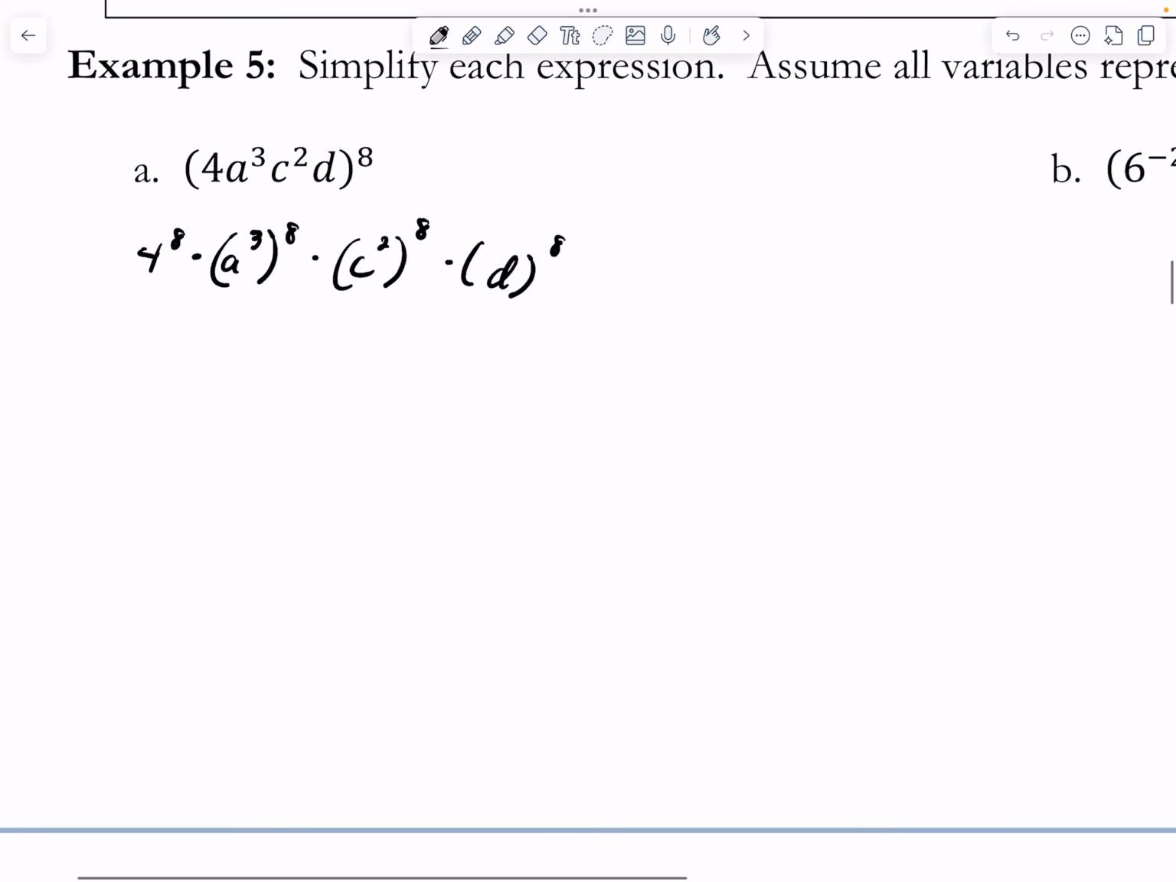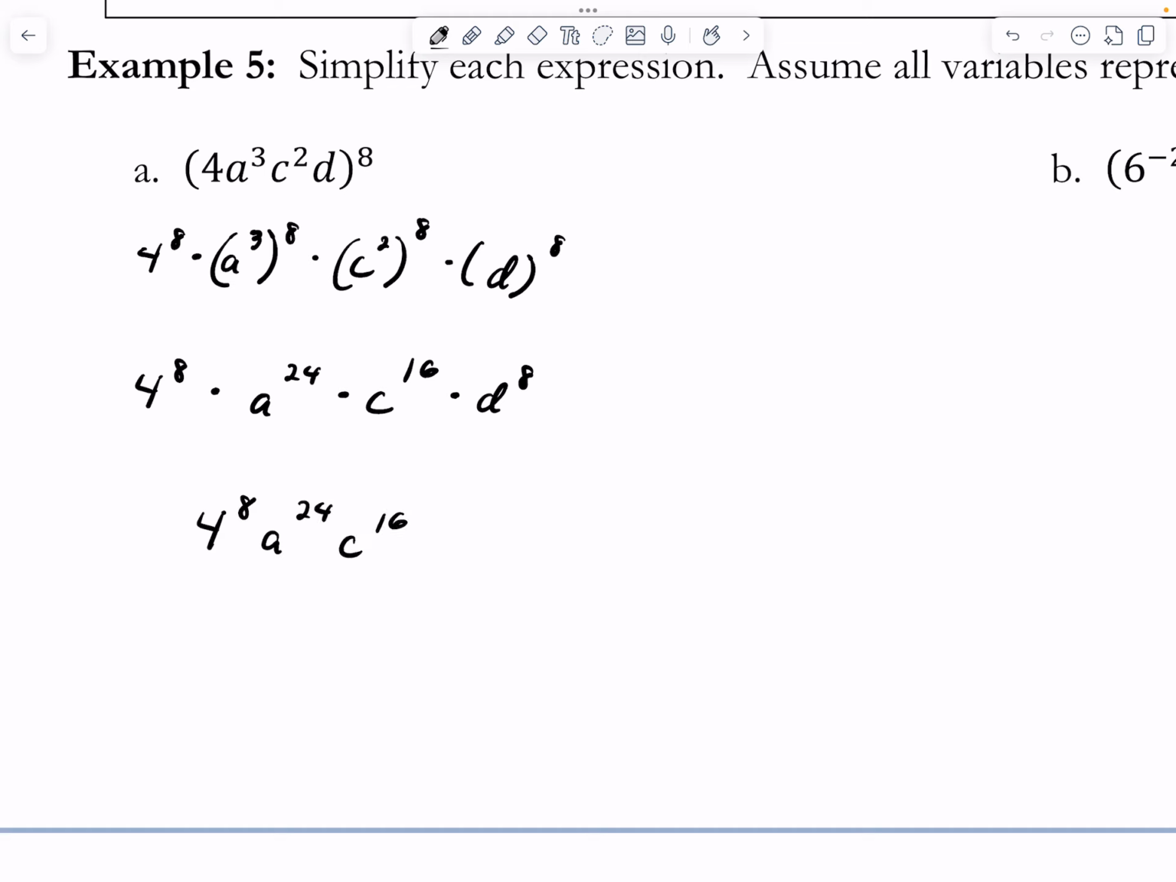So that's going to be 4 to the 8th power. I do not know what that is. I don't expect you to either. Times a to the 24th power times c to the 16th power times d to the 8th power. So putting that all together, we have this for our answer.